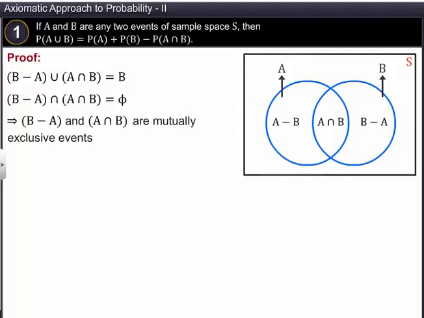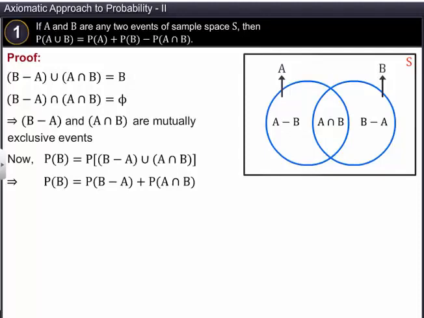Now, P of B is equal to P of B minus A union A intersection B. Since events B minus A and A intersection B are mutually exclusive, P of B is equal to P of B minus A plus P of A intersection B. This implies P of B minus A is equal to P of B minus P of A intersection B. Let this be equation 1.